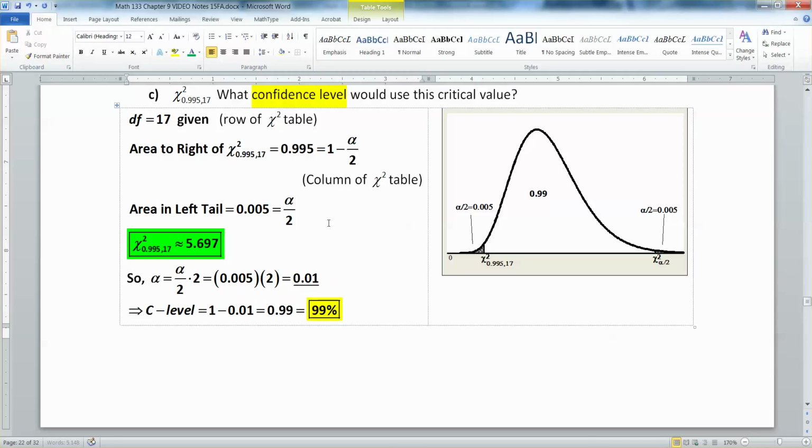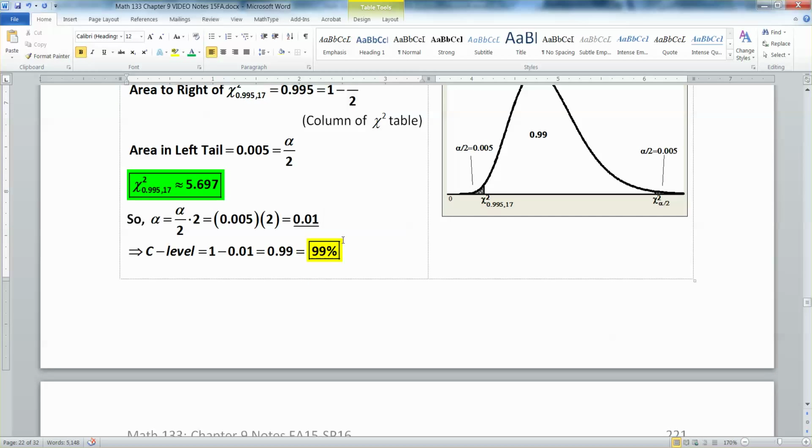I actually found the critical value before I found the confidence level, but that's all right. So the critical value is over here. It's 5.697, which makes sense. It's on the low side. It's close to 0. And then you have a confidence level of 99% in the middle because you have 0.005 in one tail, 0.005 in the other tail. Together they make 0.01. And then you take that away from 1 and you'll have the complement, which is the confidence level in the middle. That's 99%.